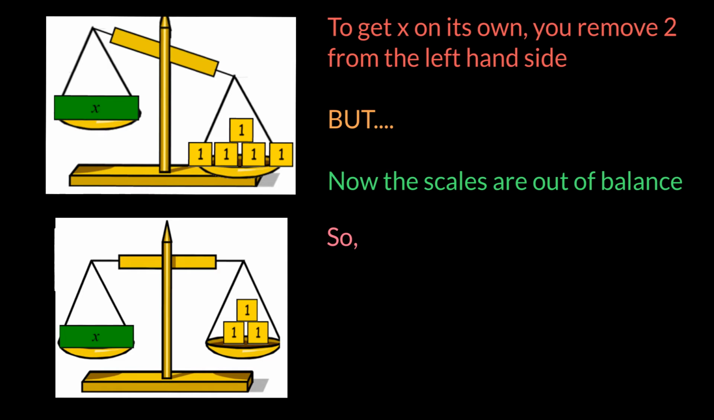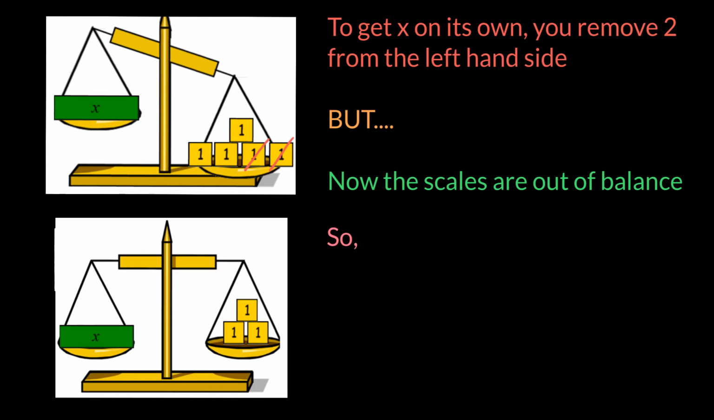So because we've removed 2 from the left-hand side and our scales are now out of balance, we have to take 2 away from the right-hand side as well. So here I can just score out 2. And then you can see down at the bottom that we still have the x on the left, but on the right-hand side now, we only have 3, because we had 5, but now we've gotten rid of 2. And now our scales are balanced again, which is what we were looking for. And we have x on the left-hand side and 3 on the right-hand side.